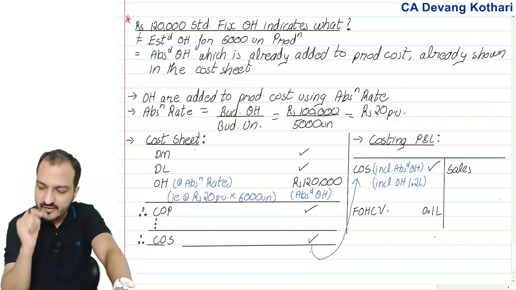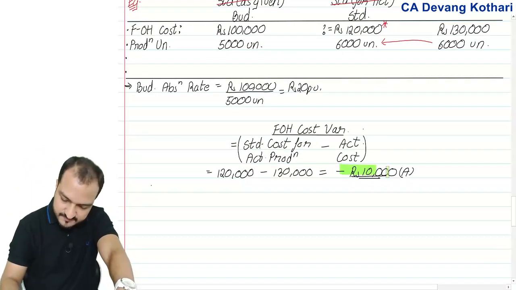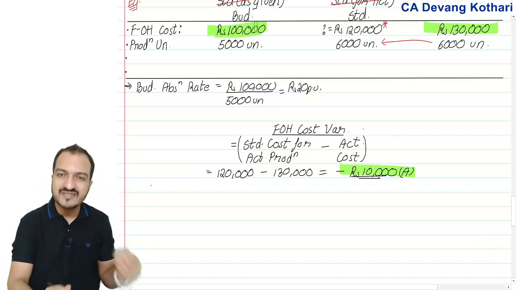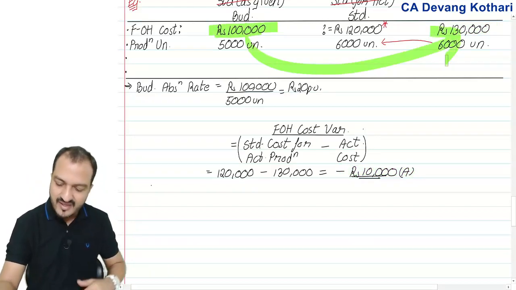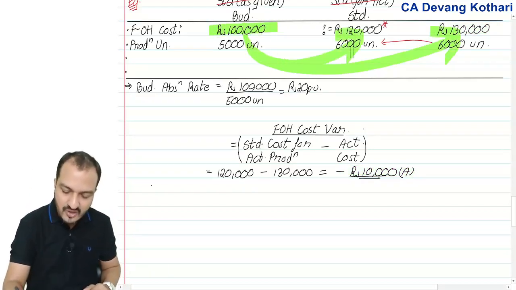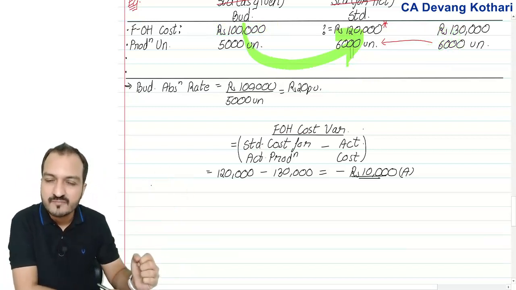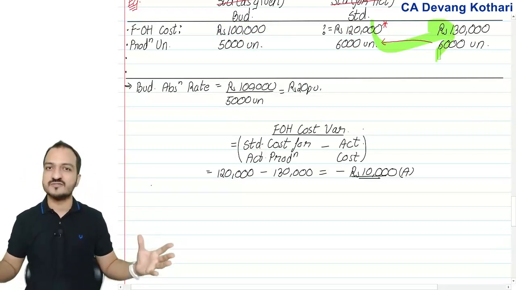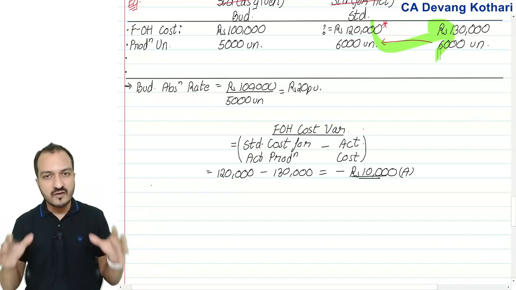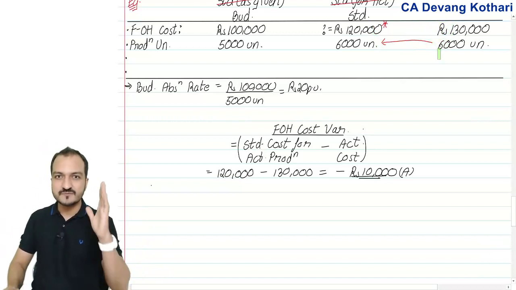Do you understand why my fixed overhead cost variance turns out to be only 10,000 adverse? It's not 30,000 adverse. Yes, as compared to original budget, I have incurred 30,000 extra. But out of that 30,000 incurred extra, 20,000 extra is already shown in the cost sheet. So it already appears in your P&L. Only the remaining 10,000 you need to show separately in the P&L as variances. That's how overhead variances are recorded. I hope you understand this.